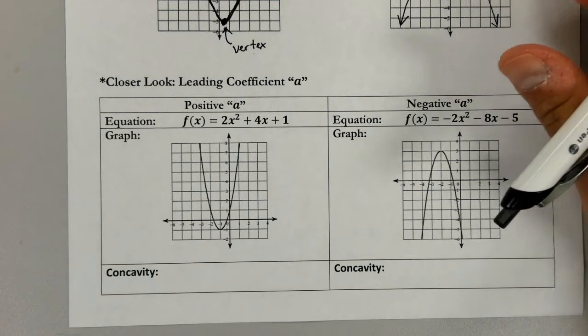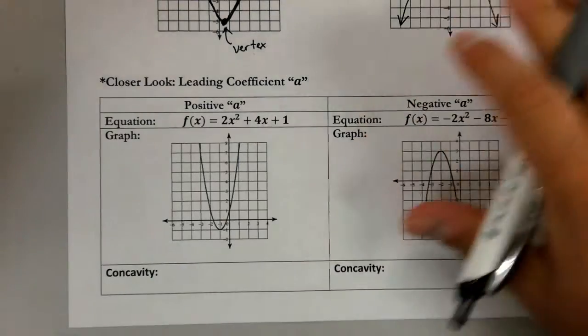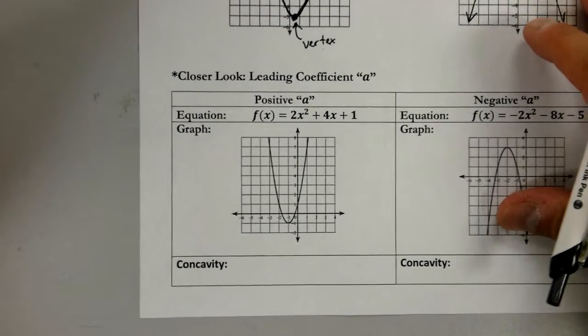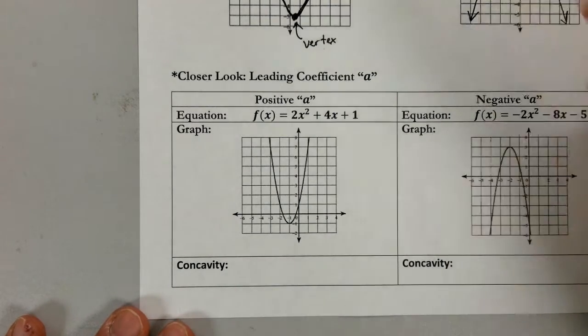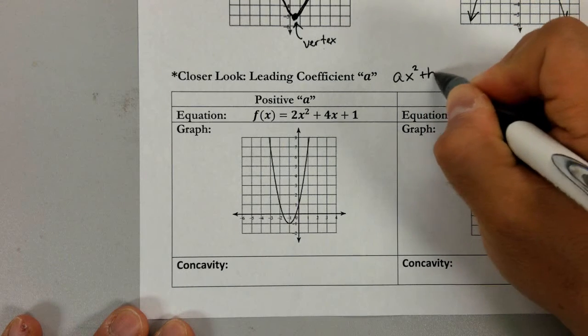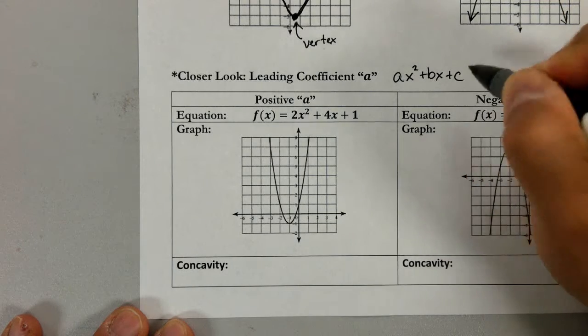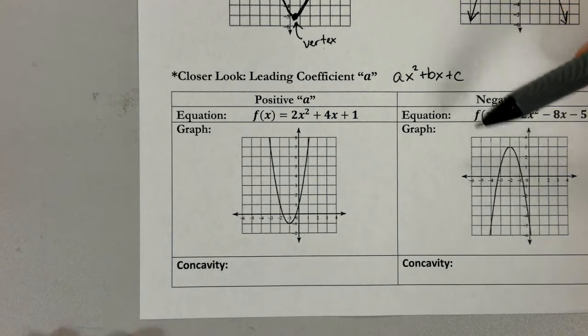Okay, so now let's look at a real quadratic equation. A real quadratic equation is given to you right here. Let me write the general form of the quadratic equation. The quadratic equation is normally written as ax squared plus bx plus c, and we will replace these letters a, b, and c with real numbers.